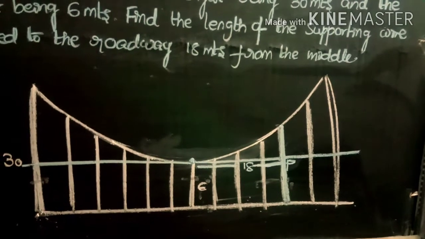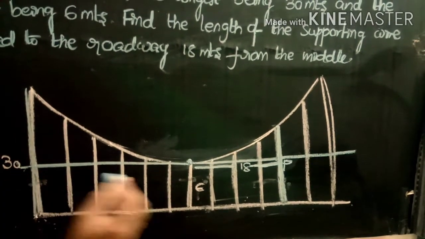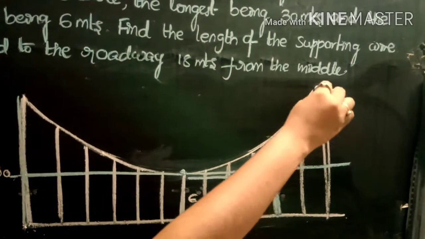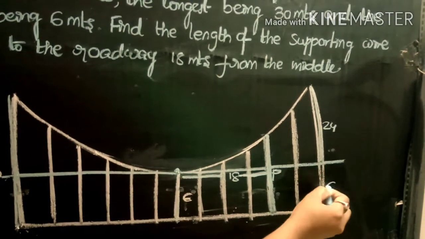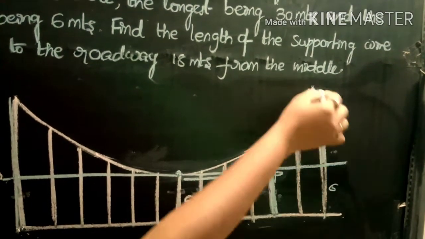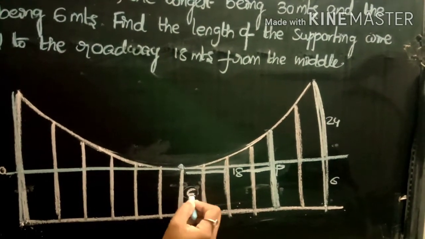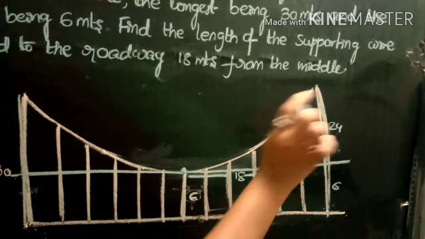Now clearly from the diagram we have that the length of the longest wire is equal to 30 and the length of the shortest wire is equal to 6. Now what is this value? This value is equal to 24. So 24 plus 6, the total value is equal to 30. Total length is equal to 30. Already given that this value is equal to 6, then the remaining part is equal to 24.